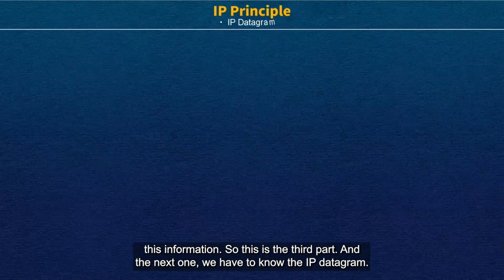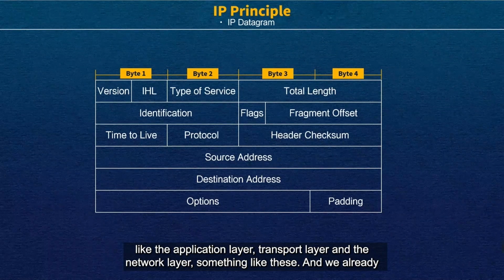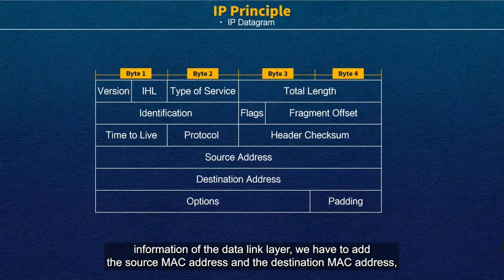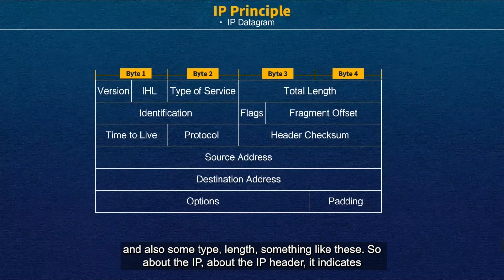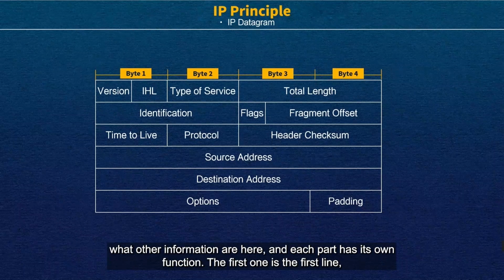And next, we have to know the IP datagram. What does it mean? When we encapsulate the packets, we have to add information for each layer, like the application layer, transport layer, and the network layer. We already talked about the LAN principle, right? We know the details of the LAN principle. When we add the information of the data link layer, we have to add the source MAC address and the destination MAC address, and also the type and length, something like this. The IP header indicates the network layer header. So besides the source IP address and destination IP address, we have to know what other information is here, and each field has its function.